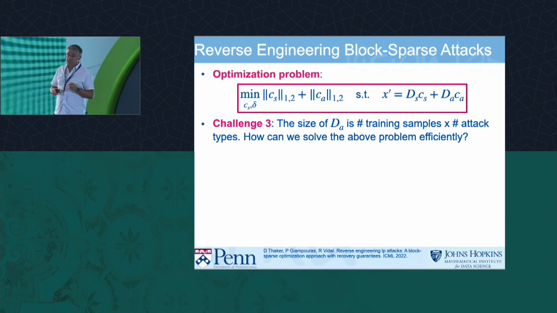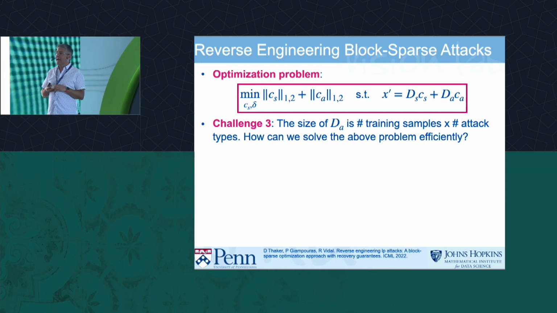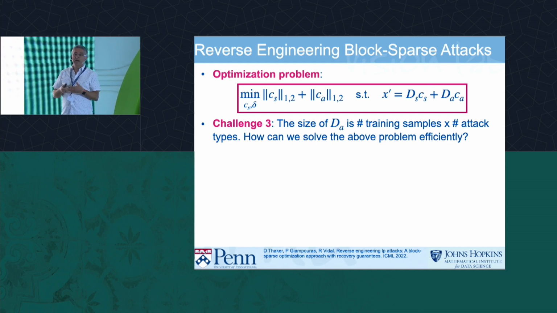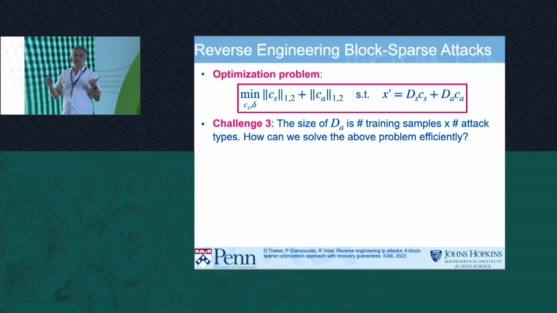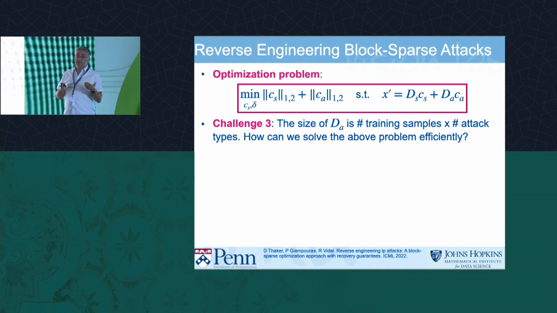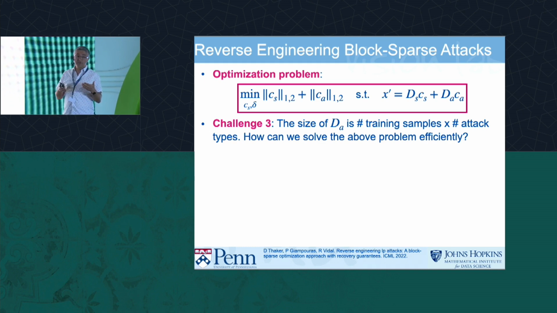Last challenge is computation. How do we obtain this sparse decomposition? By and large, this is standard algorithms at this point, right? You just run your favorite block sparse solver. The challenge is that these dictionaries are now very large. In the work of 15 years ago, it would just be the number of training examples. Now it is the number of training examples times the number of attack families.